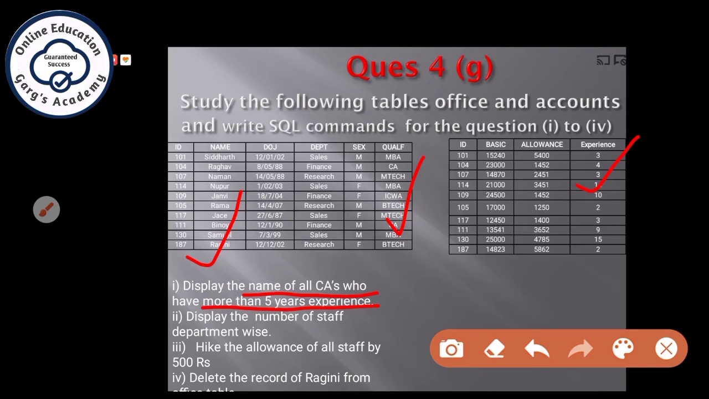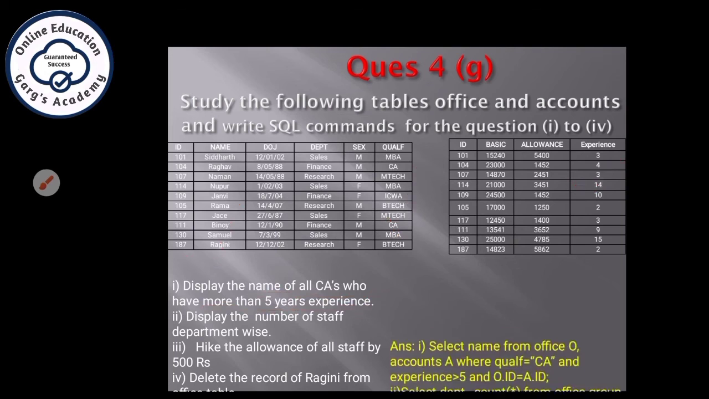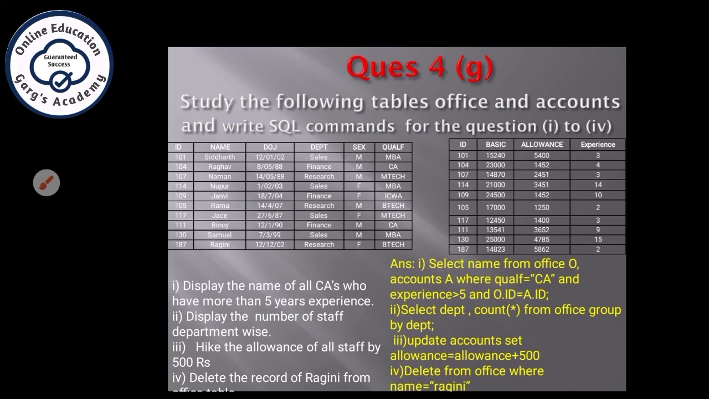Always keep in mind, whenever you have to take data from two tables, you always equate the common column. Means the ID column is the same in both the tables, so you will put an equality condition on the ID column of both the tables. So how will you write the answer? Select name from office O, comma accounts A, where qualification is CA and experience greater than 5, and O dot ID equal to A dot ID. Here O is the alias name of office and A is the alias name of accounts.